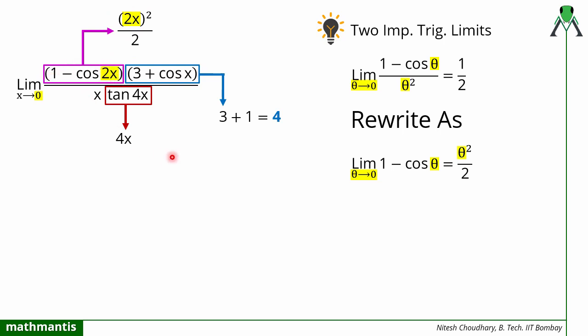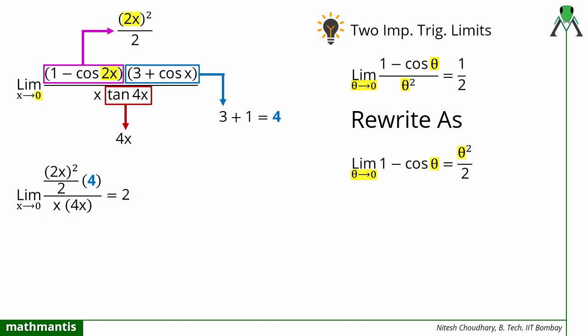Now you will see the question is simplified, because here it is 2x square by 2 multiplied by 4 upon x multiplied by 4x. So now we can see the values will cancel out. Here it is x square, here it is x square, 4 will cancel out. Here it will become 4 by 2, that is equal to 2.